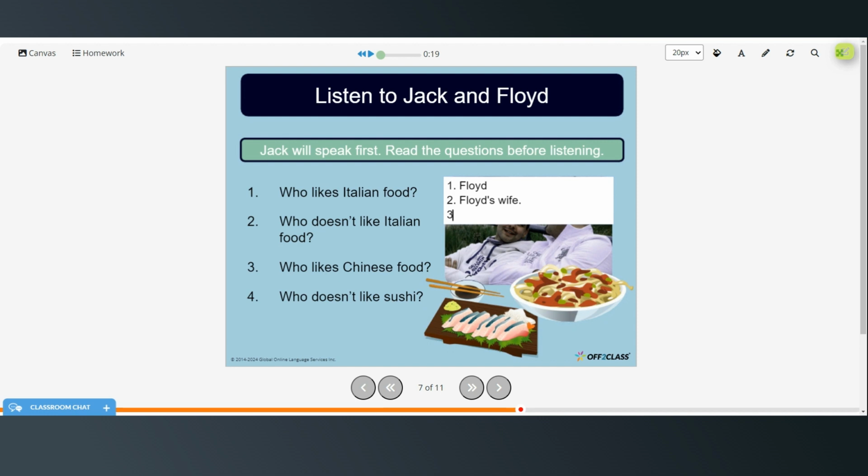And who likes Chinese food? Again, Floyd likes Chinese food. But who doesn't like sushi? That would be Floyd's wife.